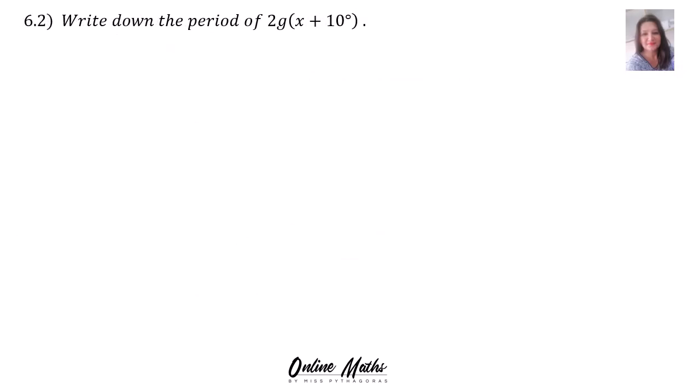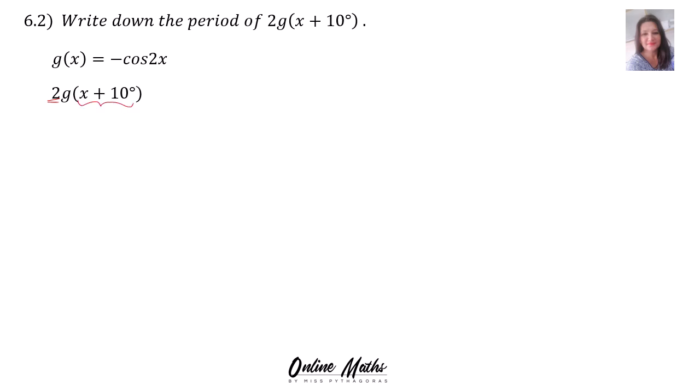6.2. Write down the period of, and then they give you 2g bracket x plus 10 degrees. Now, first of all, g of x used to be negative cos 2x. And don't worry too much about this 2 in front. It really has nothing to do with the period. The period is all about the angle.